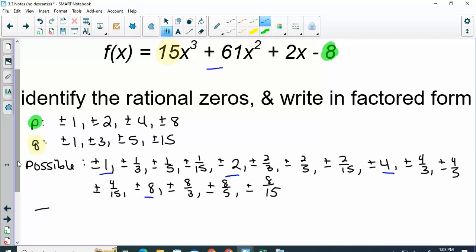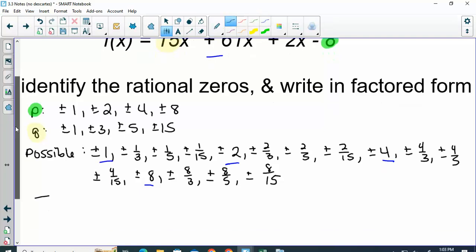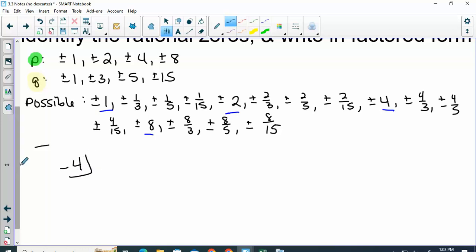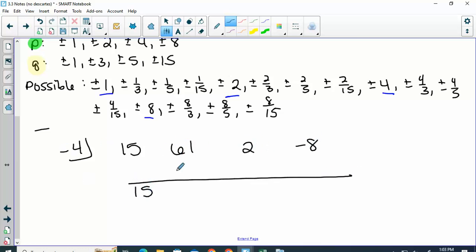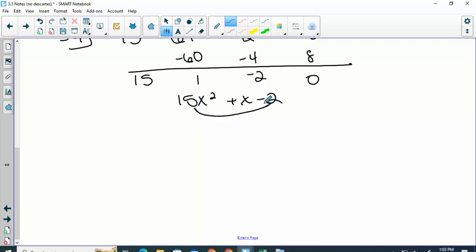All right, so we have our first one. Comes down, let's multiply -60, and so on. 15x squared plus x minus 2. Slip and slide. So x plus 6, x minus 5.